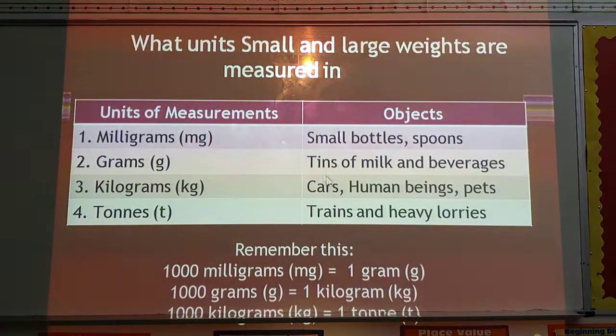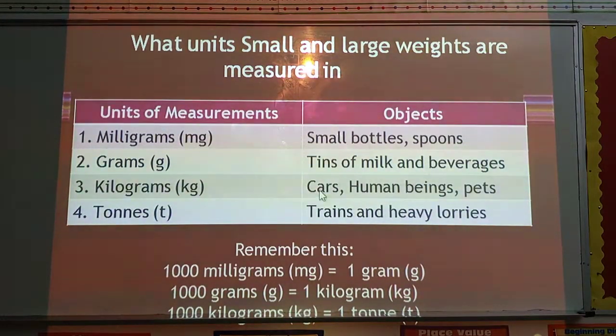Okay, now what units are small and large weights measured in? Not every object can be measured in grams or milligrams or kilograms or tons. In order for us to use whole numbers to represent weights, we have to use certain units to measure them. Now, the small bottles and spoons in your houses are measured in milligrams, while tins of milk and beverages are measured in grams. Okay, when you get home, look at the side of your tins of milk or your cans of beverages, and you are going to see that the net weights are specified using grams or small letter g.